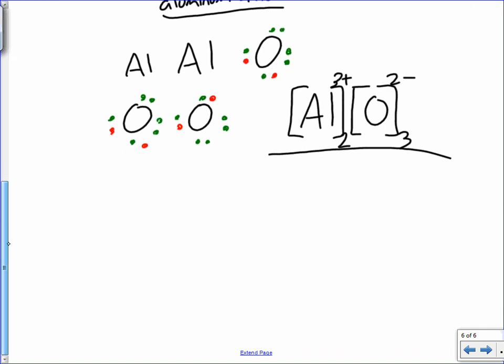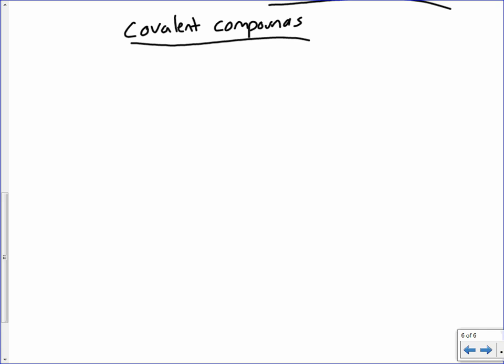All right, now moving on from ionic, because I do want to get to covalent because that's where it's really important. So covalent compounds. Let's say we had carbon tetrachloride. Okay, we know from covalent nomenclature that this is going to be CCl4.